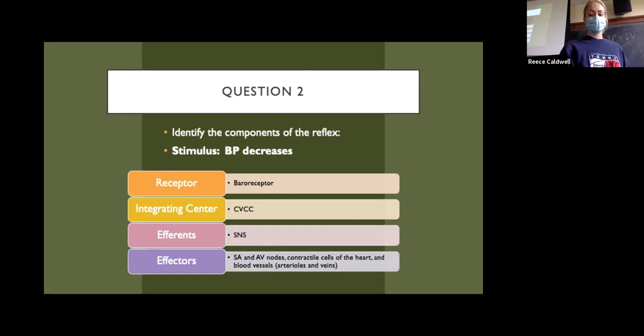And remember, the sympathetic nervous system innervates all of those different areas, both of the nodes, the contractile cells, and the arterioles and veins. And if you didn't get that last part, it's on the next slide.